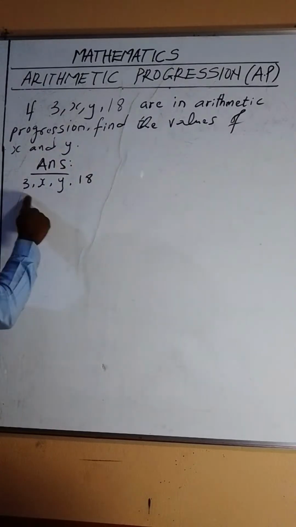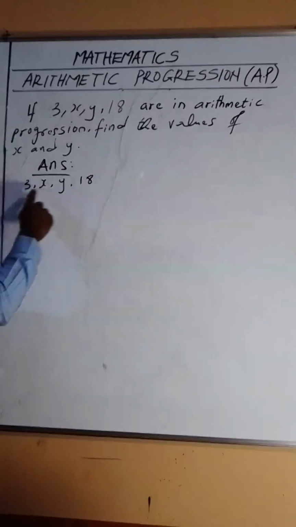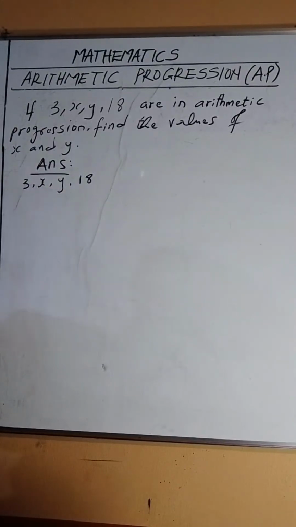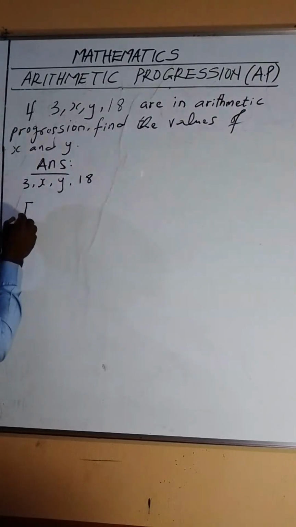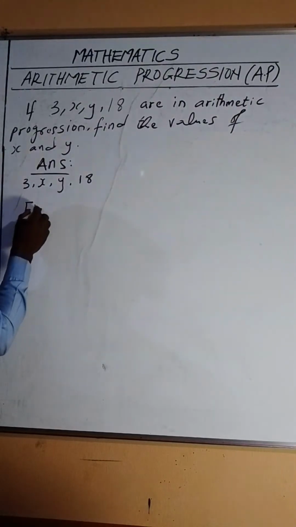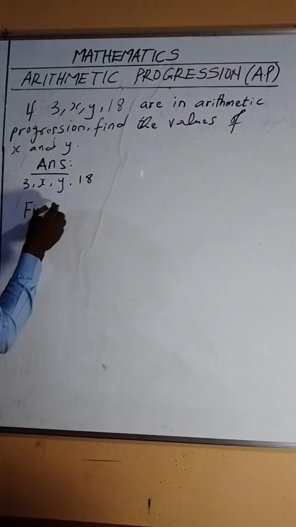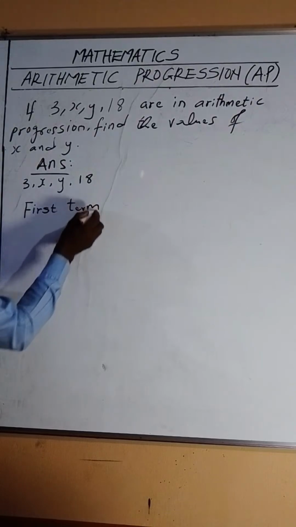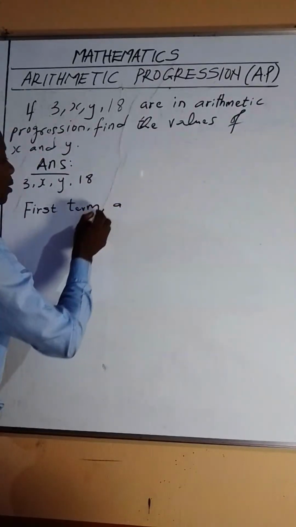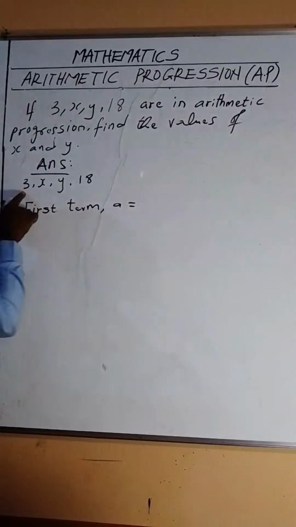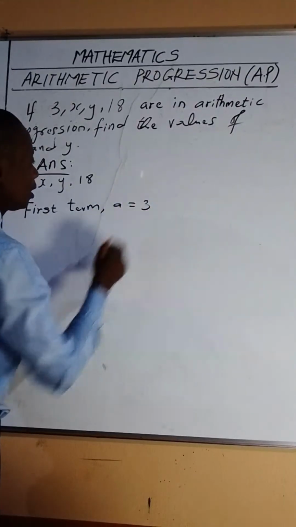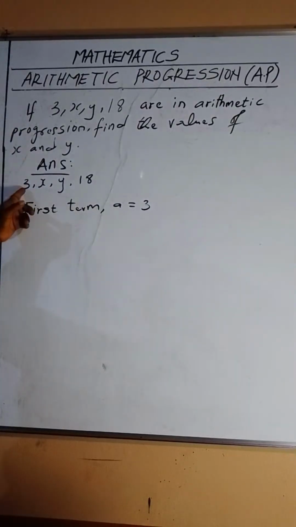These are in arithmetic progression. Then we are told to find x and y. All right? So the first term, as we are already aware, is given by the letter A, and it is equal to 3. This is the first term. Okay, first term is 3.